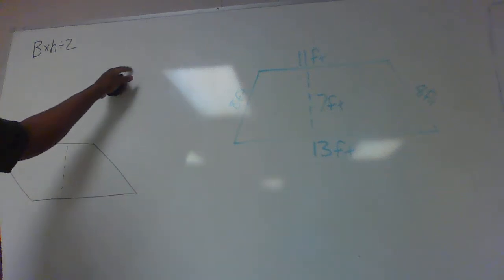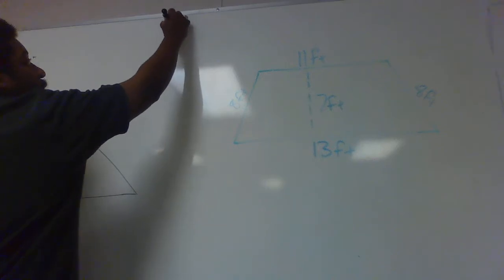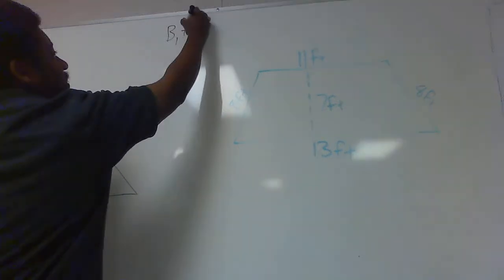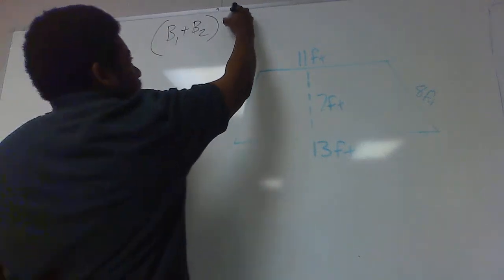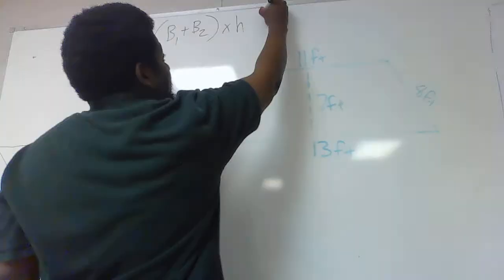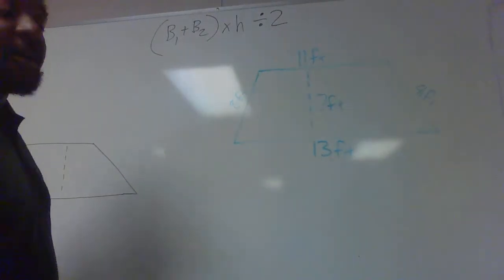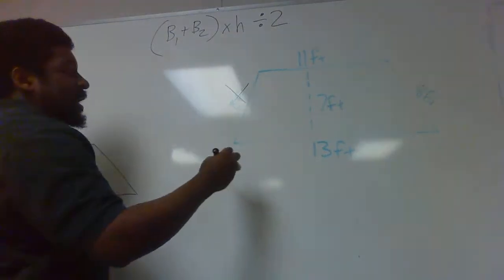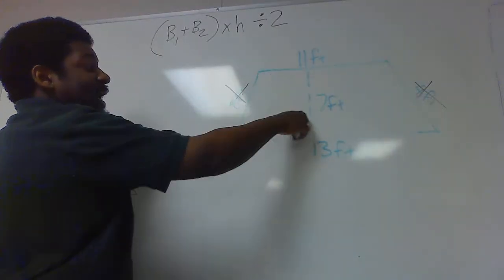So y'all, I'm going to rewrite the formula so we know what we need to do here. We said we have to do base 1, so B1 plus base 2 times H, which is my height, and then we divide by 2. I know I don't need this side number, and I don't need this side number. I need the bases and the height.